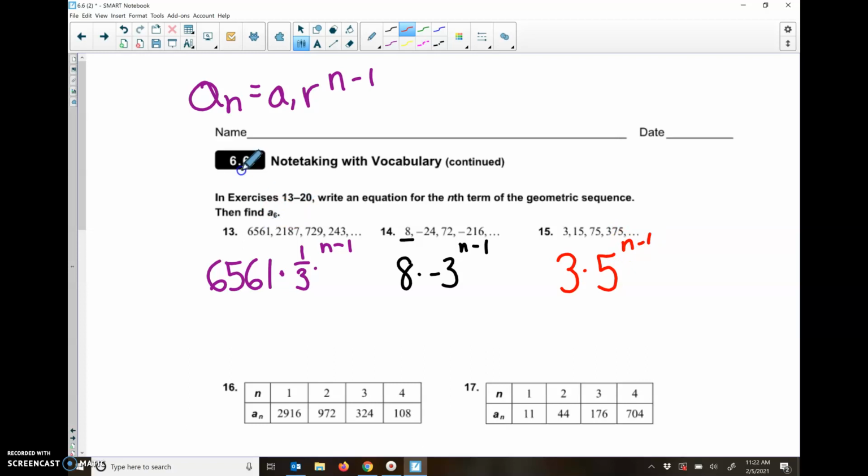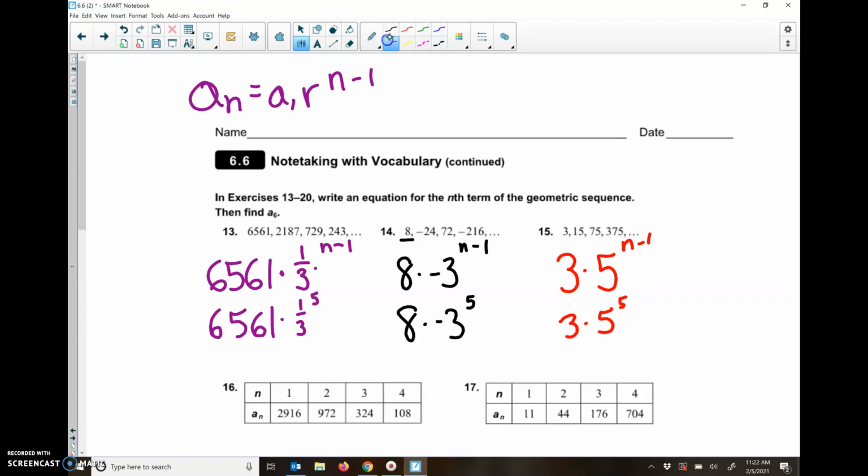All right, now let's pretend that I see that A_6 there. And so I'm just going to plug that in. So 6,561 times 1/3 raised to the n minus 1, which is 5. 8 times negative 3 raised to the n minus 1. So 6 minus 1 again is 5. And 3 times 5 raised to the n minus 1 again is 5. And remember, when you're putting this in your calculator, we're doing order of operations. So order of operations should be 1/3.